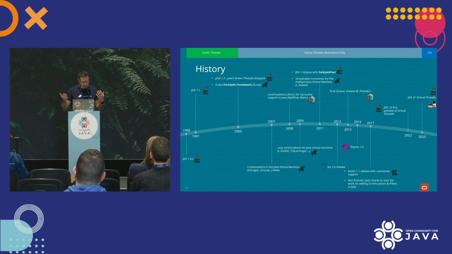They didn't end, you know. In 2012, Go 1.0 is released with goroutines inspired by Erlang, and proves that delimited continuations are really cool. And in 2013, Ron Pressler releases his first version of the Quasar library. That was a library for using lightweight threads inspired by Erlang, Go and Matthias Mann's library. So we again had a kind of continuations in Java.